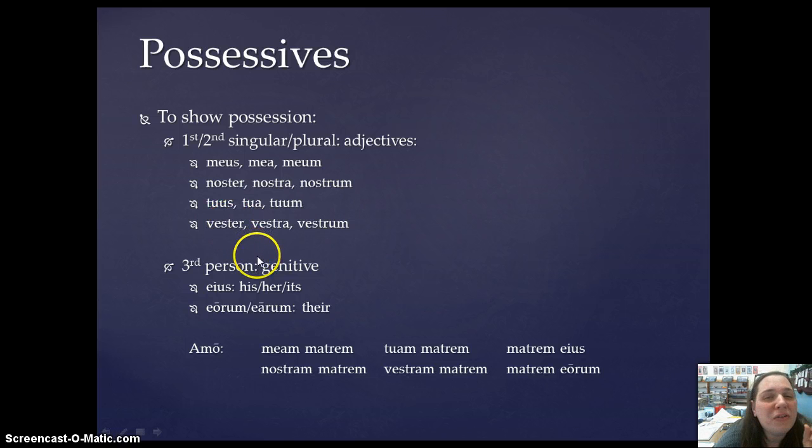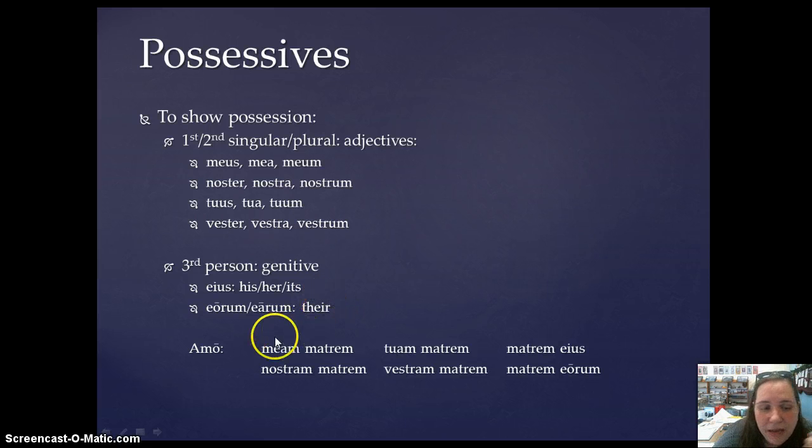Okay. For the third person pronoun, if you want to show possession, you actually use the genitive of the pronoun. So when you want to show possession for the first or second person, you don't use the genitive of the pronoun, right? You don't use the genitive of ego, nos, tu, or vos. You use the adjective. But if you want to show possession of the third person, you do use the genitive of the pronoun. So eius, the genitive of is, ea, id, translates his or her or its. Eorum or earum translates their, right?